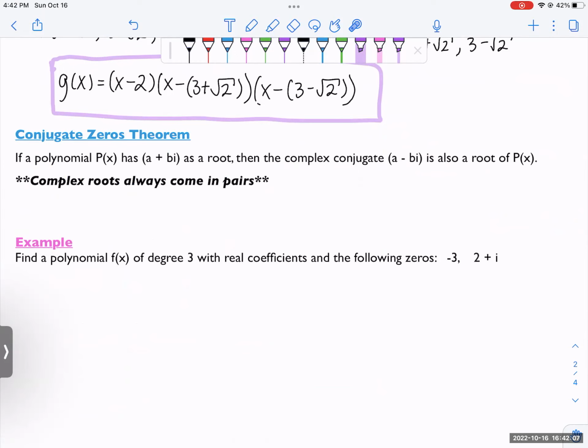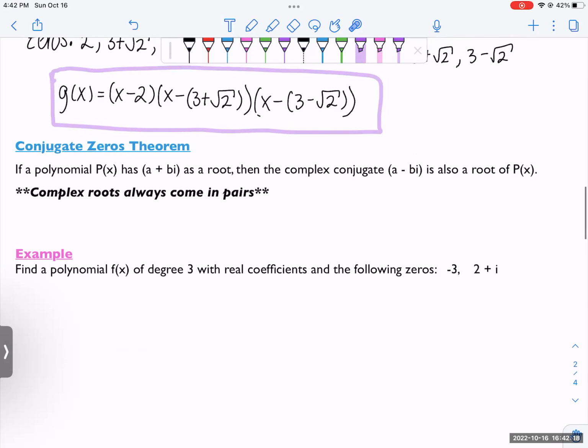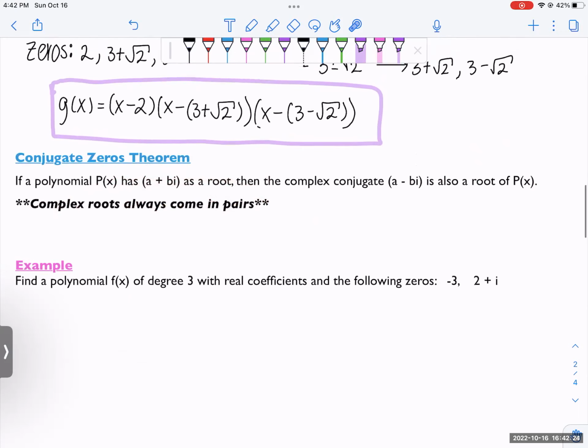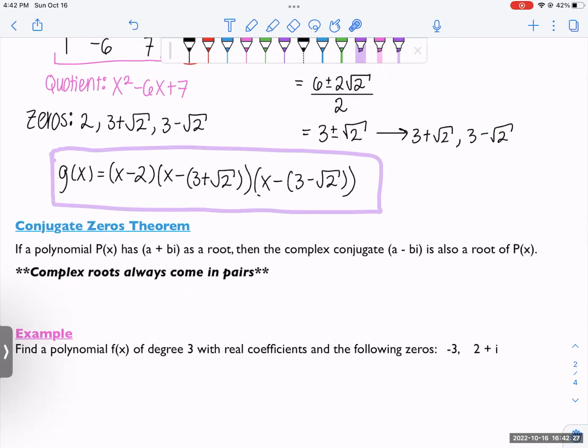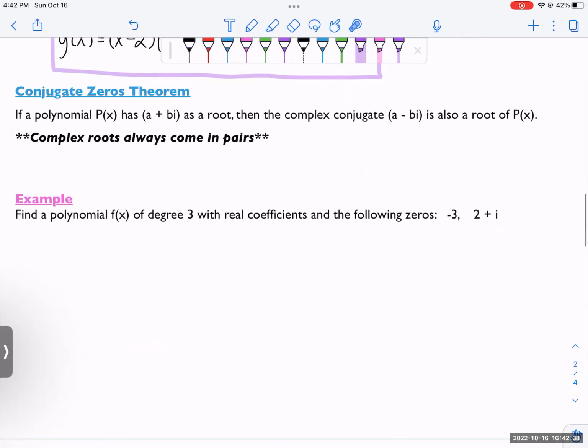Okay. The conjugate zeros theorem, let's talk about that. If a polynomial has a plus bi as a root, then the complex conjugate a minus bi is also a root of that polynomial, i.e. complex roots always come in pairs. Always come in pairs. Notice that happened up here, the zeros. Well, they weren't complex in this case. They were supposed to be, so I could say, look up here. But I guess that just didn't work out for me.